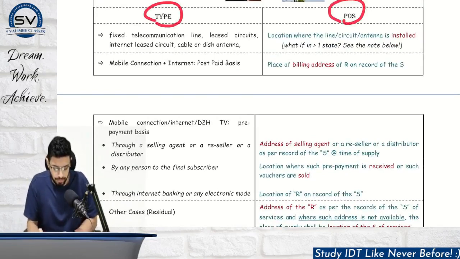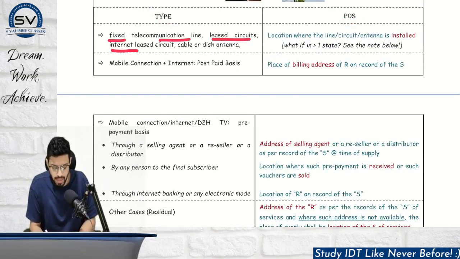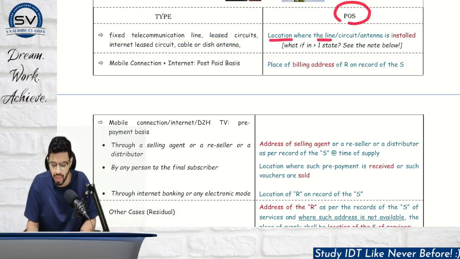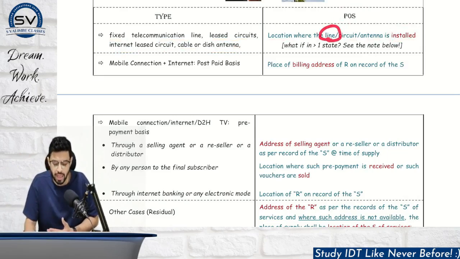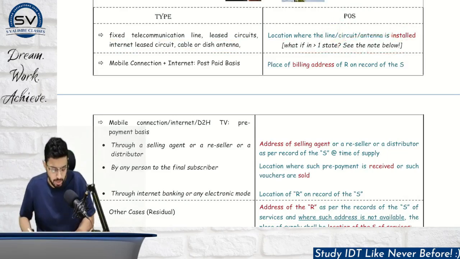Type and place of supply. First, fixed telecom line, leased circuits, internet based circuit, cable or dish antenna. Basically here there is some physical structure involved in the picture. So place of supply shall be the location where the line, circuit, or antenna is installed. Now you may have a query that what if that line is running in more than one state, then we will cover a note with respect to that.